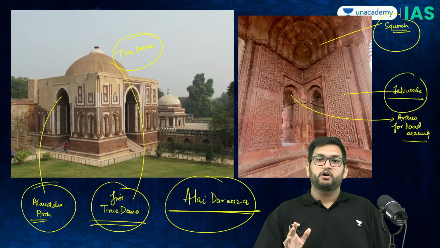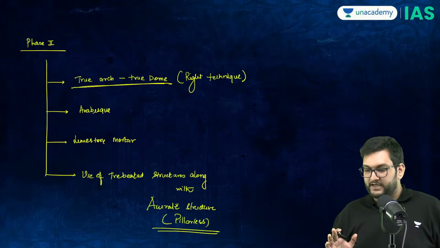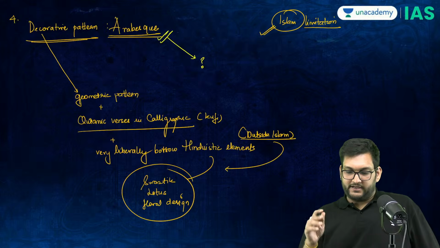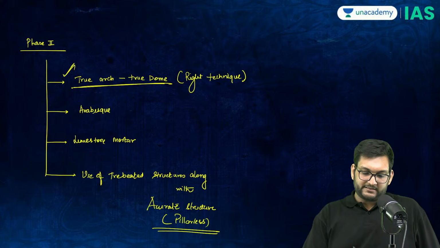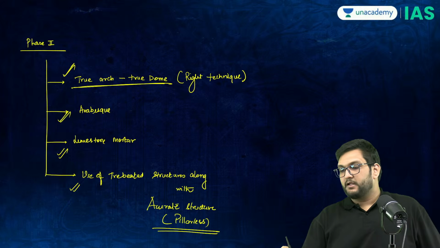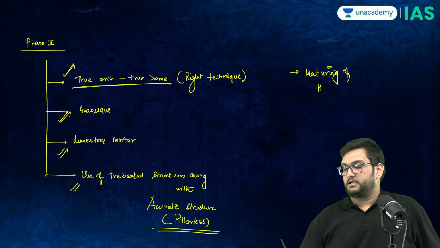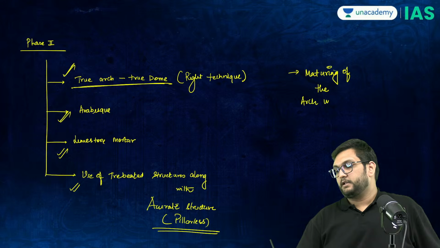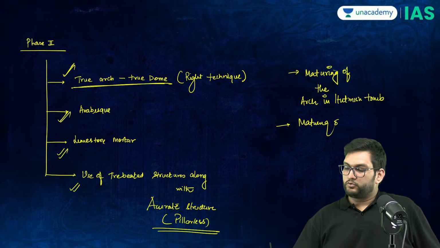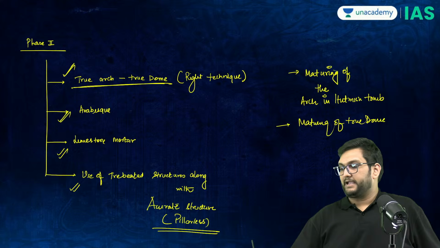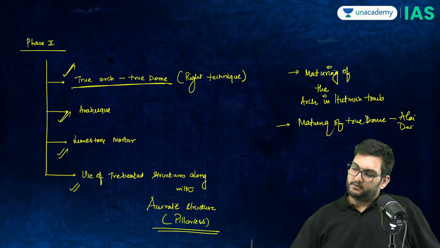So when we talk about the second phase, we had discussed and consolidated true arch, true dome, arabesque, limestone mortar, trabeated structure. We will see the highest point or maturing. The word which we'll use is the maturing of the arch in Iltutmish's tomb, and maturing of the dome in Alai Darwaza.